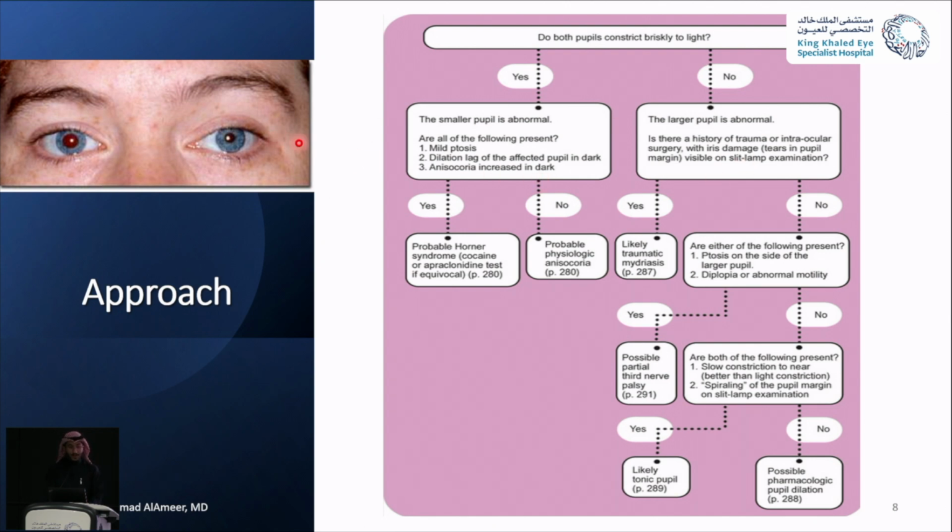And then look for, if the miotic pupil is the abnormal one, look for signs of Horner. Okay, like ptosis, mild ptosis, or there is dilation lag of the affected pupil in the dark. Okay, if there is ptosis and the anisocoria is worse in dark, then it's likely to be Horner. Then you can do the drop test to confirm the diagnosis of Horner. Clear now? Clear this part?